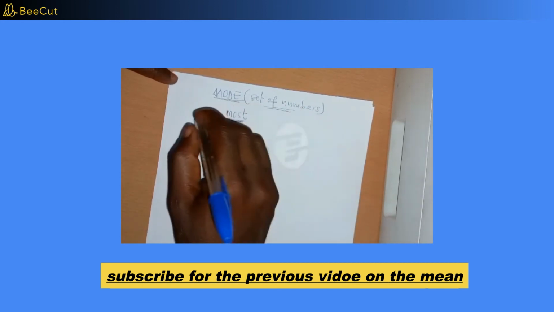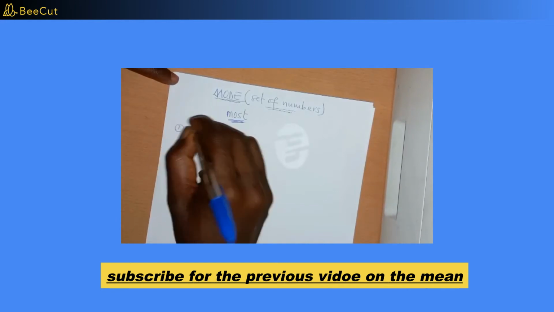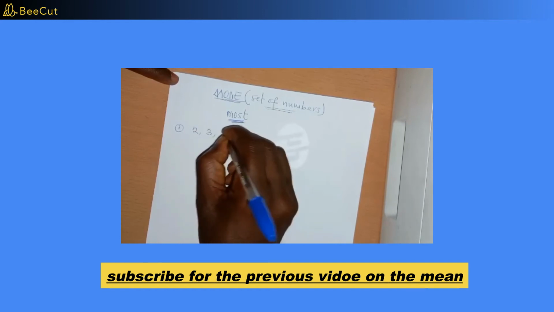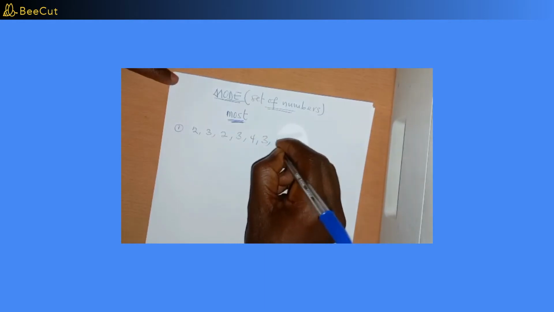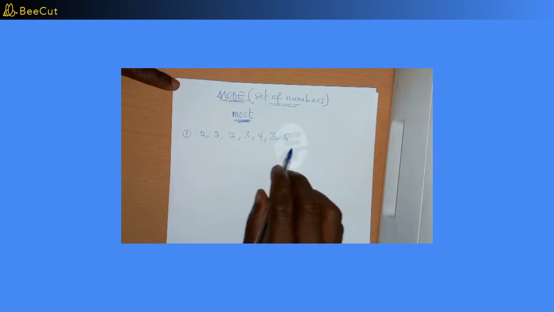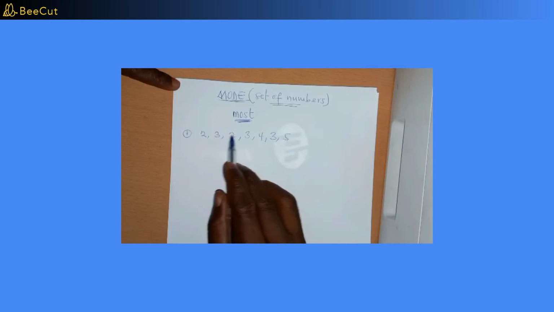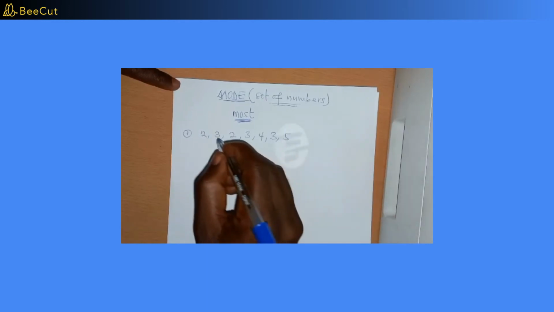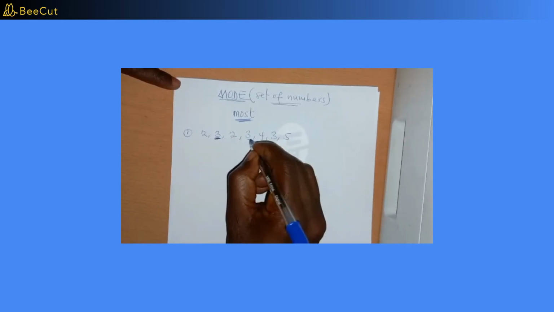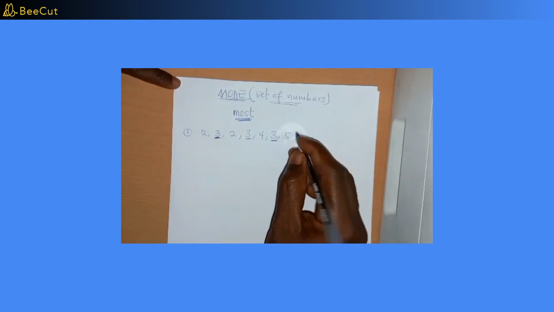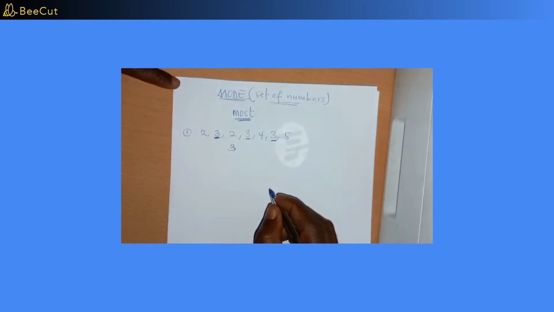If I want to find the mode for a particular set of numbers, for example 2, 3, 2, 3, 4, 3, and 5, then I just have to look at the number that is occurring the most. We can see we have 3 occurring 1, 2, and then 3 times. It's the number that occurs most, and so we can conclude that the mode is 3.